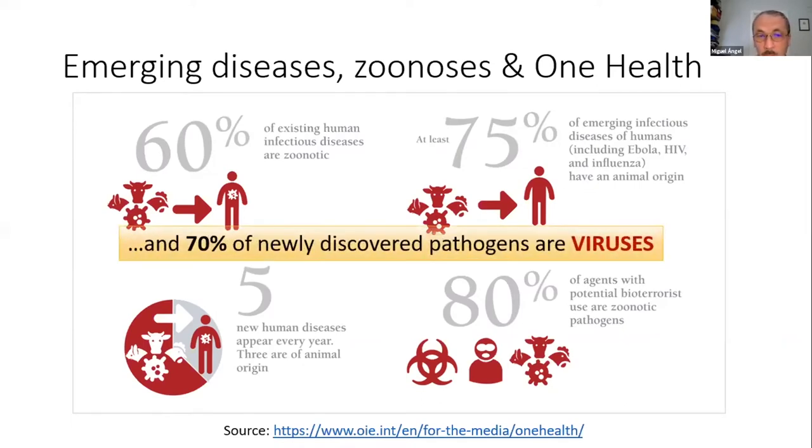What is also important is that 70% of newly discovered pathogens are viruses. Why viruses? Probably it has to do with the plasticity of the genomes of viruses, which are changing pathogens with an extremely high potential to adapt to different environments. And we can consider the host as the environment of a virus. They can change and adapt to different hosts with high success. And this is the landmark of the emerging disease, to change from one host to another and cross the species barrier. So viruses are very often the agents involved in emerging diseases.